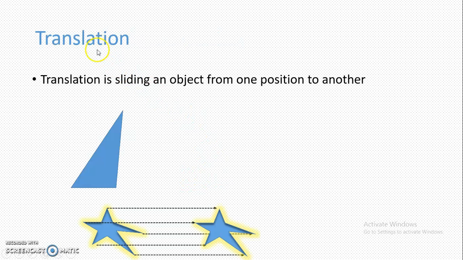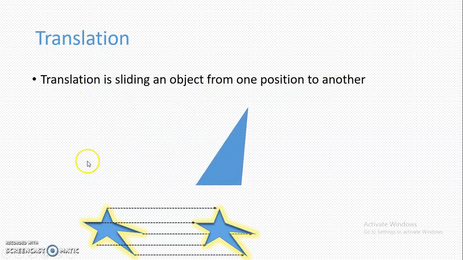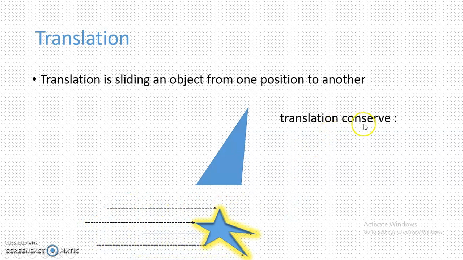The translation. What does translation mean? Translation is sliding an object from one position to another. This triangle is moving from this side to this side. This one is moving along this vector. As we can see, translation conserves shape, measure, and length.